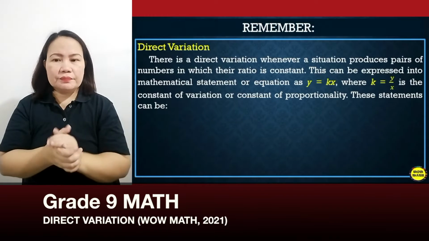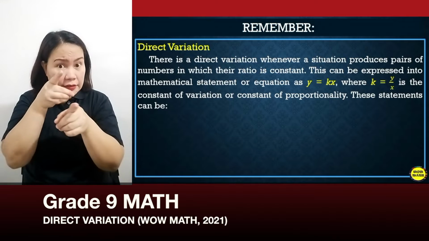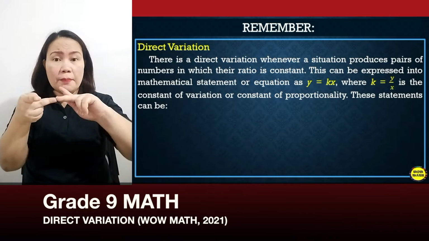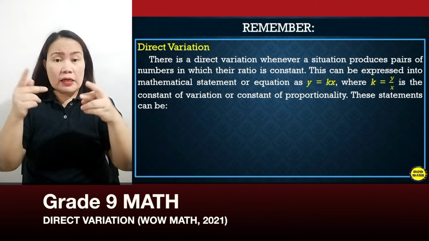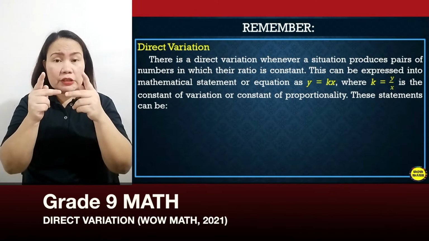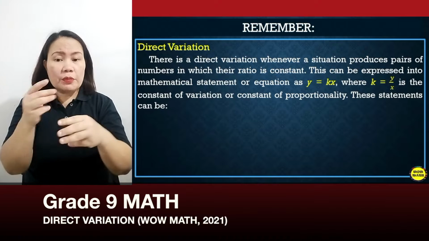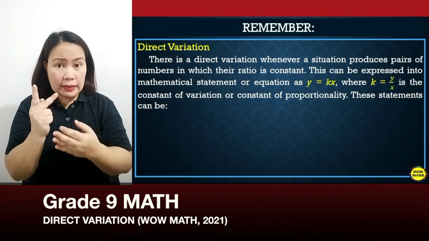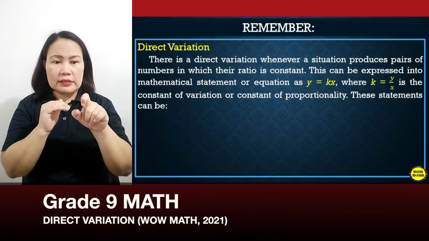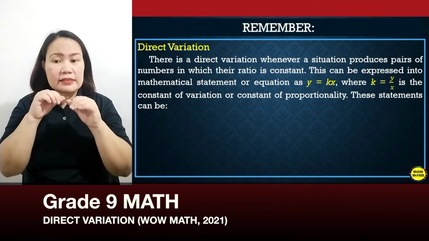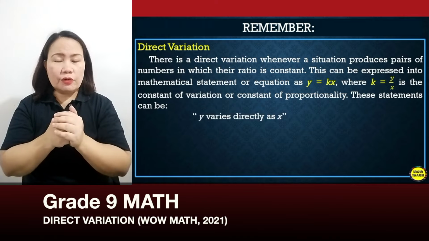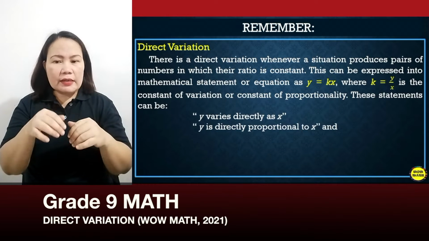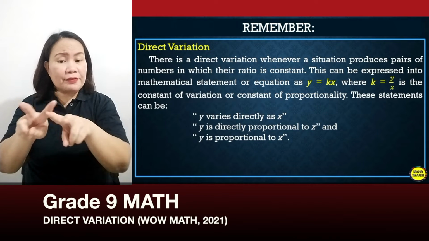Remember, there is a direct variation whenever a situation produces pairs of numbers in which their ratio is constant. This can be expressed as a mathematical statement or equation as y = kx, where k = y over x is the constant of variation or constant of proportionality. This statement can be read as y varies directly as x, y is directly proportional to x, and y is proportional to x.